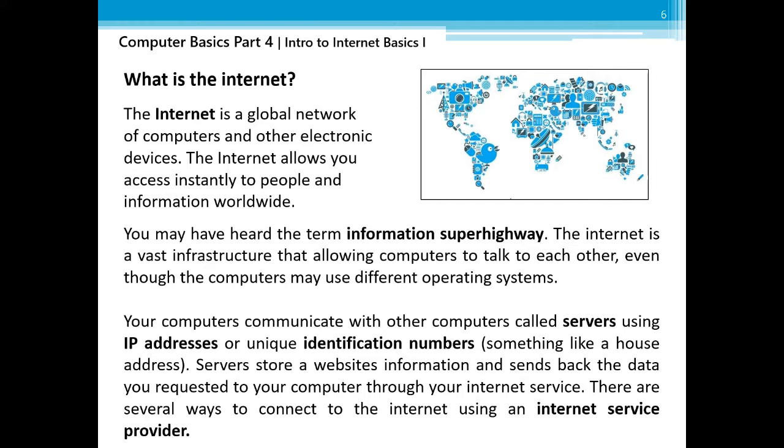Well, the internet is a vast infrastructure that allows computers to talk to each other, even though computers may have different operating systems. Your computer communicates with other computers called servers using IP addresses, or unique identification numbers, something like a home address. Servers store a website's information and send back the data you requested to your computer through your internet service. There are several ways to connect to the internet using an internet service provider.